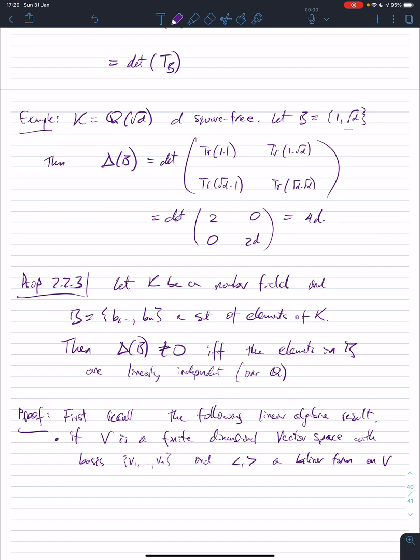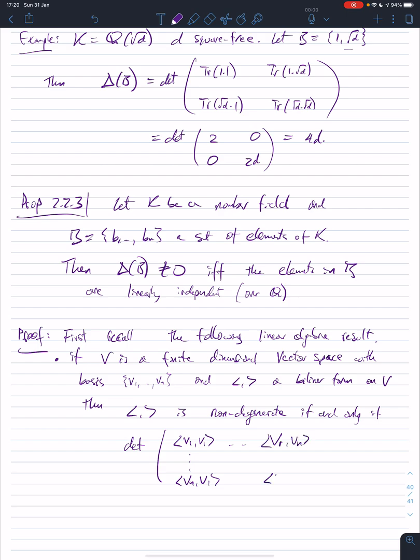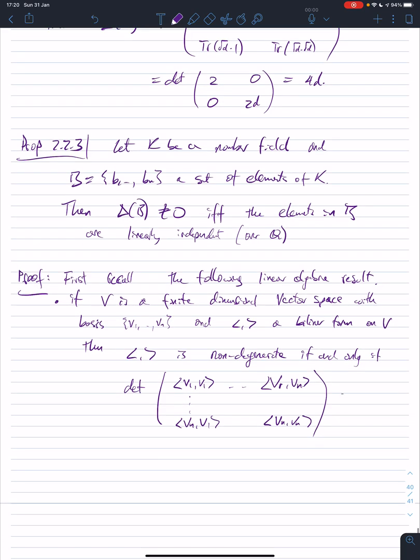A bilinear form on B. Then this bilinear form is non-degenerate if and only if there's the following determinant. So if I do (v1, v1), ..., (vn, v1), up to (v1, vn), ..., (vn, vn), so if the determinant of this matrix is different from 0. So this is a fact from linear algebra.